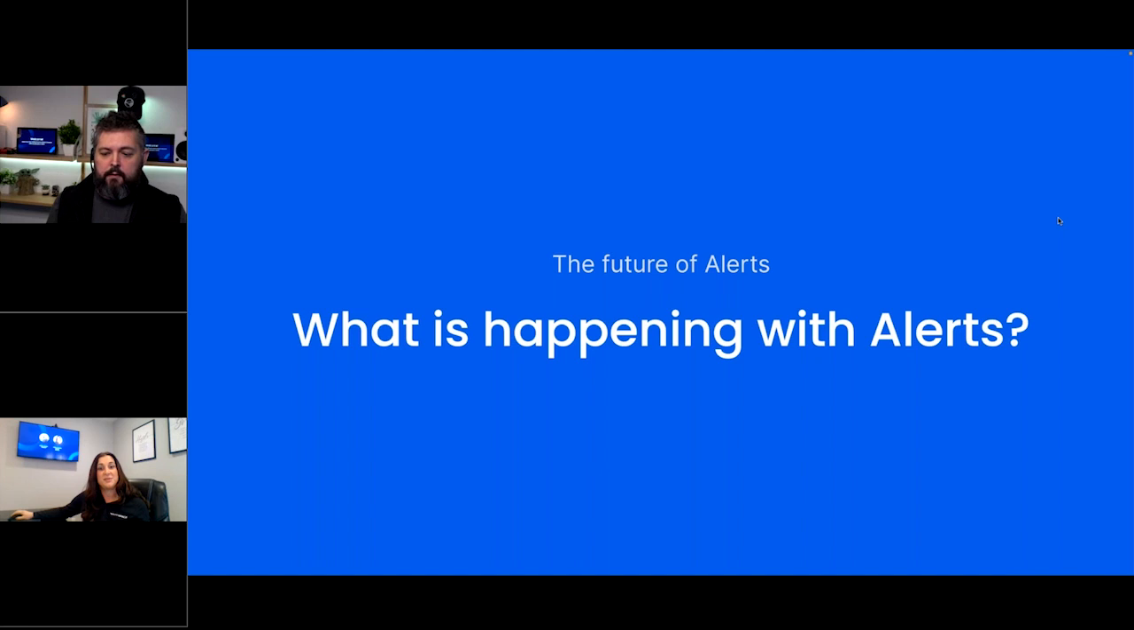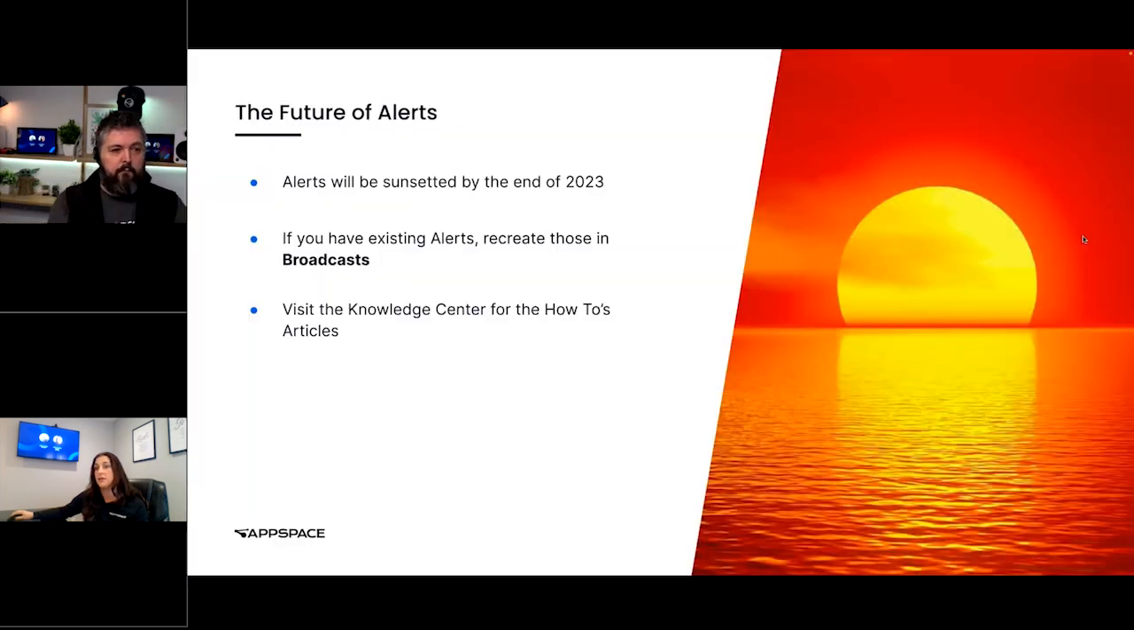So I do just want to address quickly before we jump in what is going to be happening with alerts, because I know a lot of customers have been asking. Alerts are still available now. We are going to be sunsetting that towards the end of this year. So if you do have active alerts, you're going to want to recreate those in broadcasts. This is really just so you can truly continue to utilize the Appspace platform to its fullest potential. And Mike is going to show an example of how to do that. But if you have any questions on how to do this after today's session, we always have our knowledge center, and there is actually a full article there that can walk you through the step-by-steps on how to do that. But hopefully we'll be able to get to an example of that today.